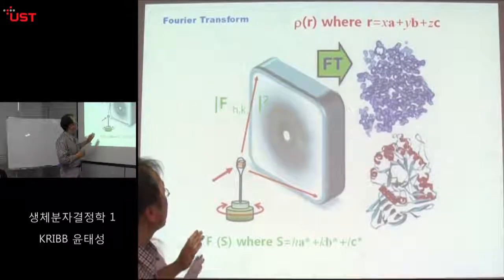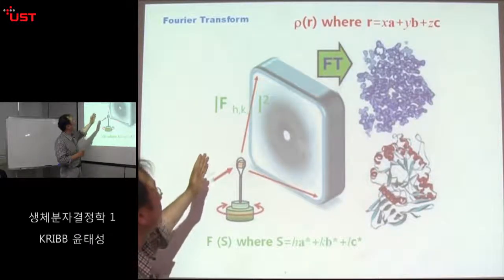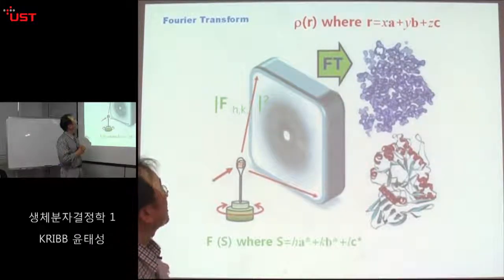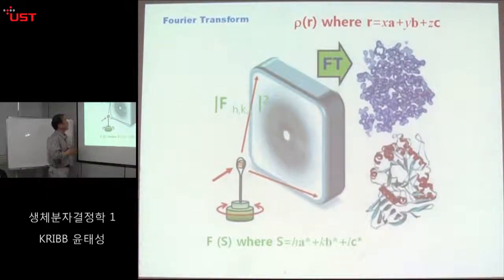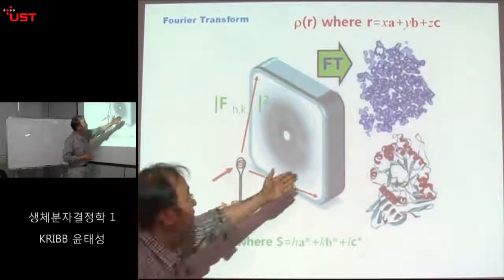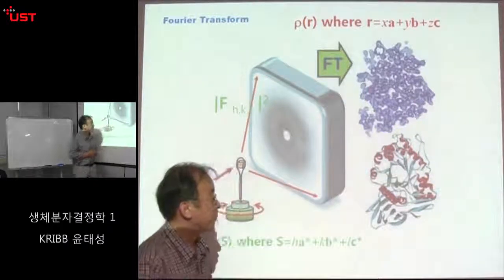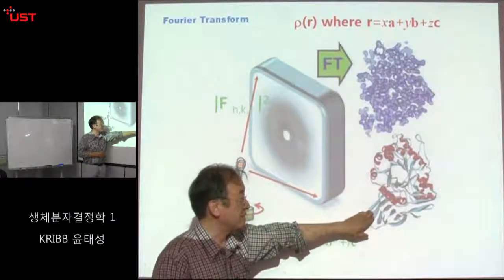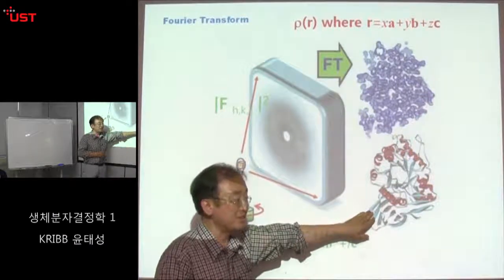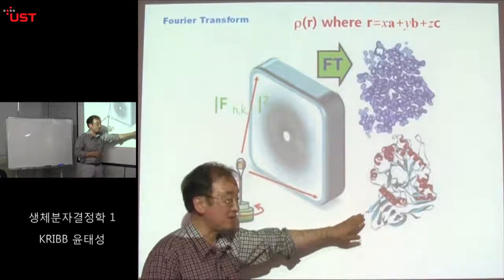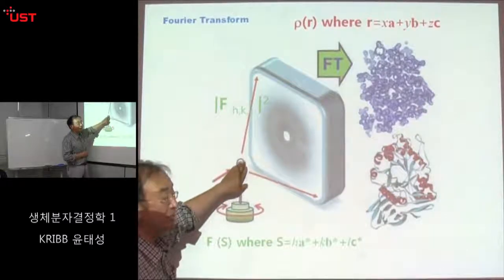If we transform such data into electron density in real space, we have an electron density map like this, and we can develop a model like this. That should be our end result after crystallographic analysis, and that is experimental data.